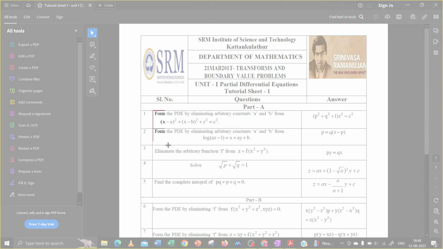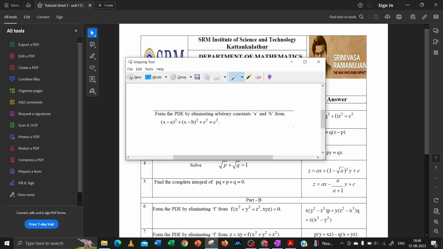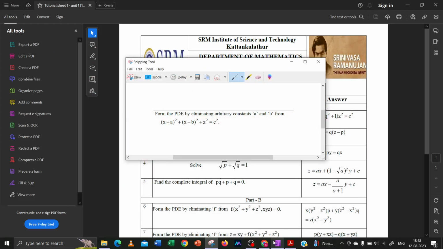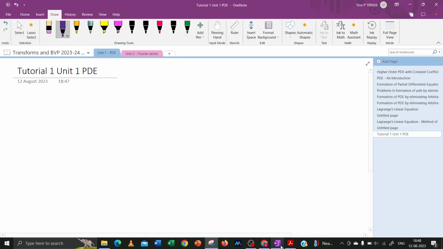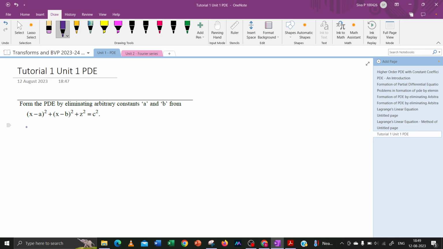So we can cut and paste there. Then paste here. We can write the solution for this. So what is the question here? Form the PDE by eliminating arbitrary constants a and b from (x minus a) whole square plus (y minus b) whole square plus z square equal to c square.